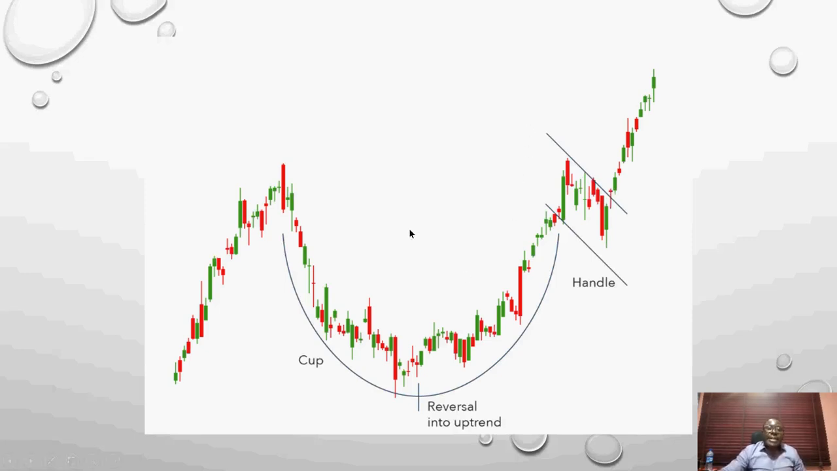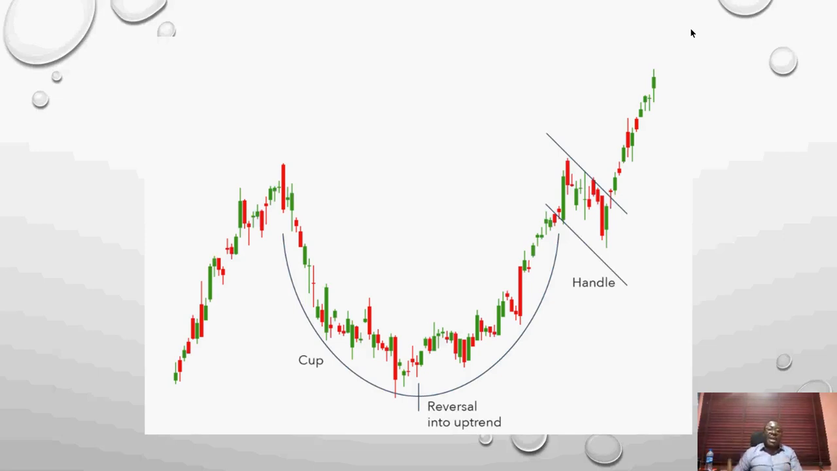And what will be your target? The depth of the cup. You draw a horizontal line across this, join this one to this point, and measure how many feet from here to the low. Alright? Whatever it is, that's what you are going to be projecting your target.